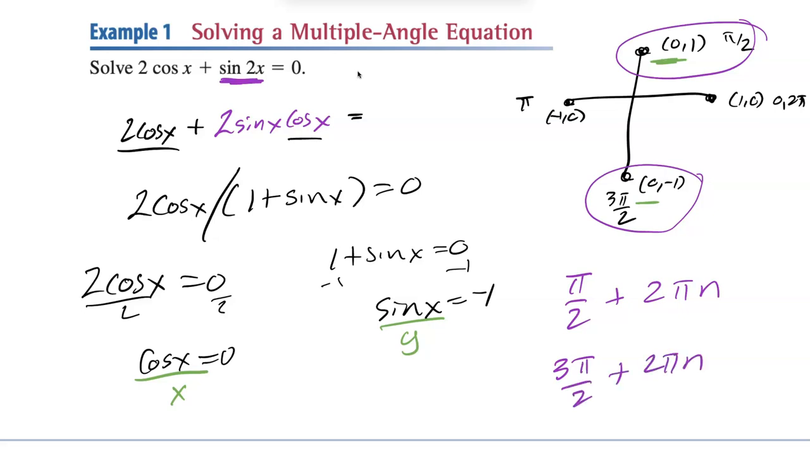Now, if you want a shortcut, you actually only need the top one. Pi over 2 plus pi n will get you all the answers, right? Because it's just going to go around and around again. But that's how you solve using a multiple angle equation, right? You say sine 2x, you switch it out, then you solve it like normal.